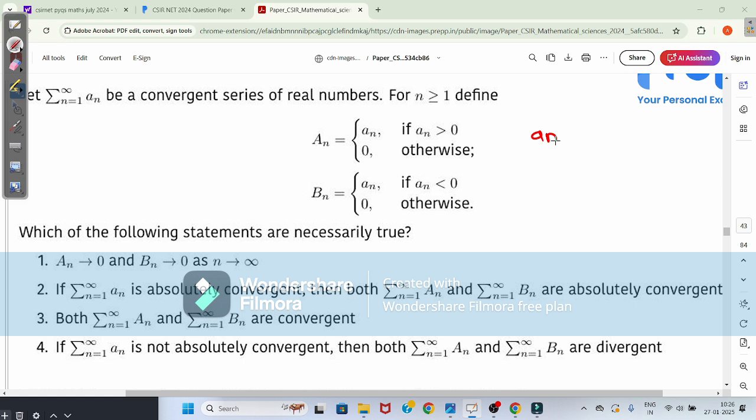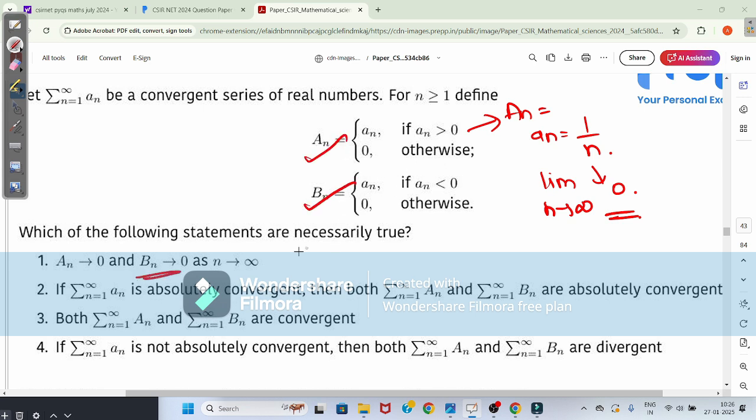Consider a_n equals 1 by n. When you apply the limit of a_n as n tends to infinity, this value becomes 0. That implies b_n will also become 0 as n tends to infinity. Consider b_n is also minus 1 by n. So as n tends to infinity, this value also becomes 0. So these two options are correct.